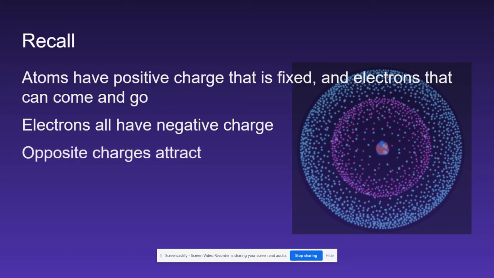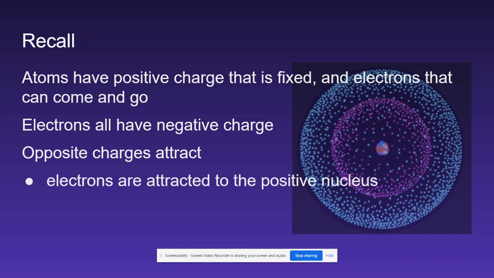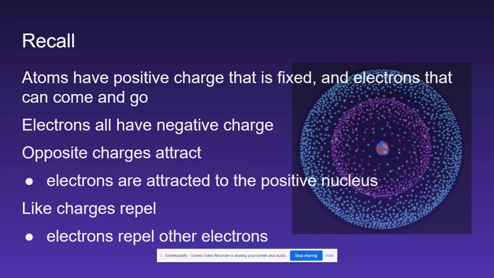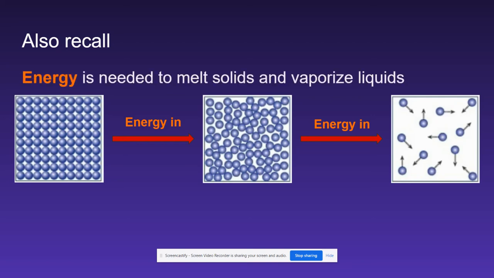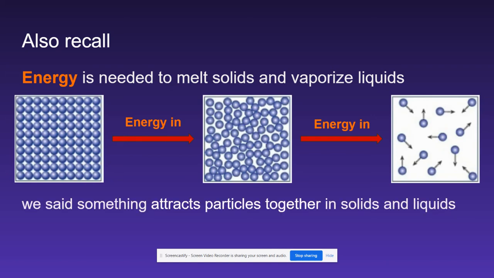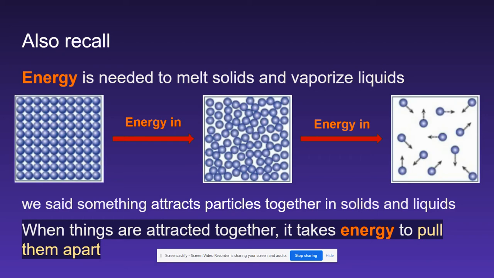Opposite charges attract. So the electrons are attracted to the positive nucleus. The nucleus is also, of course, attracted to the electrons. Like charges repel. So electrons repel other electrons. That's not going to be super important today, but we are going to do more with it later. Also recall, way back to the beginning of the course, energy is needed to melt solids and vaporize liquids. We said something attracts the particles together in the solids and liquids. And when things are attracted together, it takes energy to pull them apart. So that potential energy of phase change or phase energy is the energy that is needed to change the arrangement, that energy that is needed to pull things apart. It takes energy to pull things apart when they're attracted together.